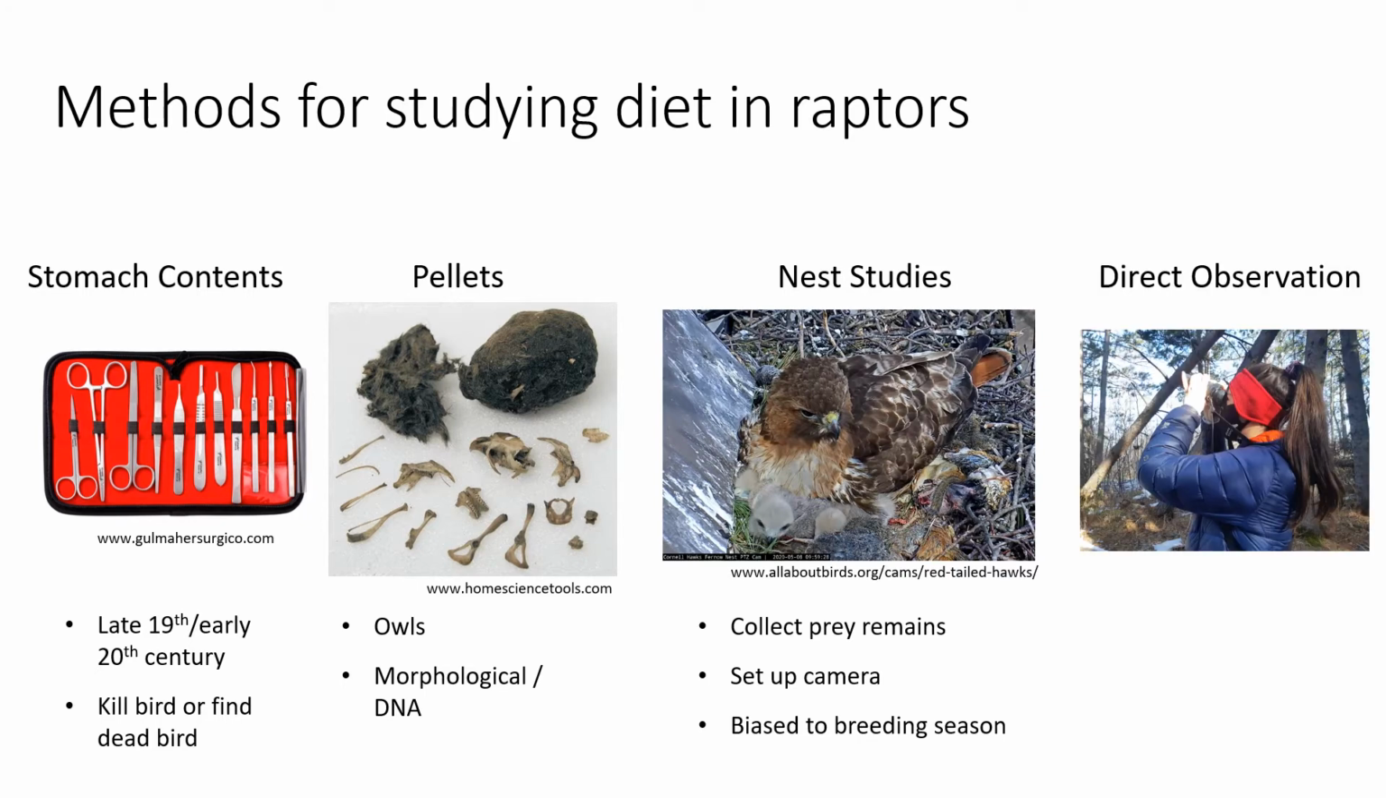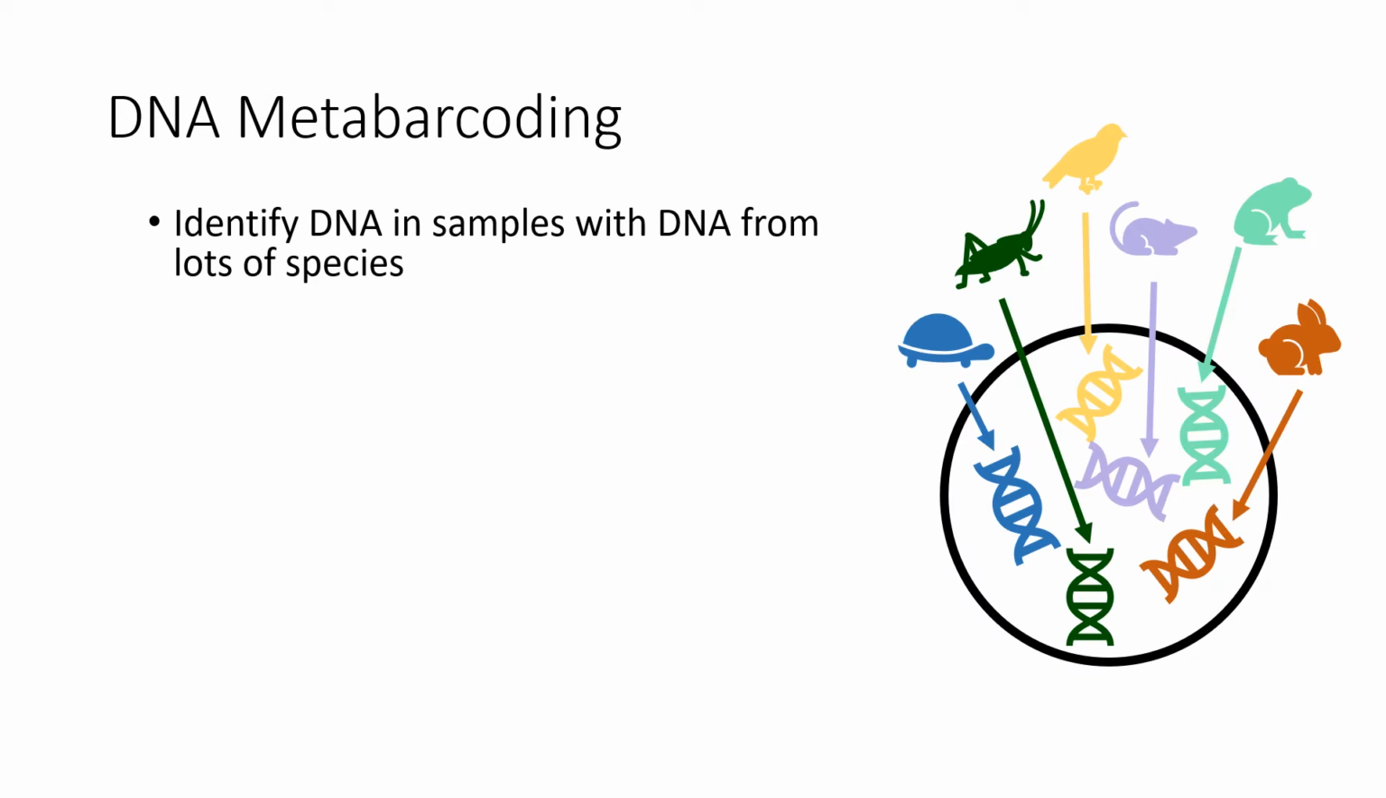And then the final traditional method is direct observation. This is obviously difficult to do for nocturnal species. It's also very time intensive, and precise prey identification is difficult. Those are some of the old methods of studying diet, but now let's talk about DNA metabarcoding.